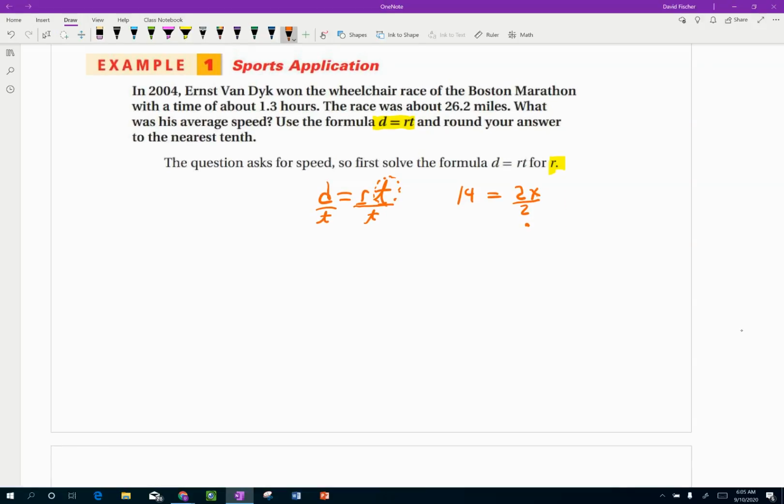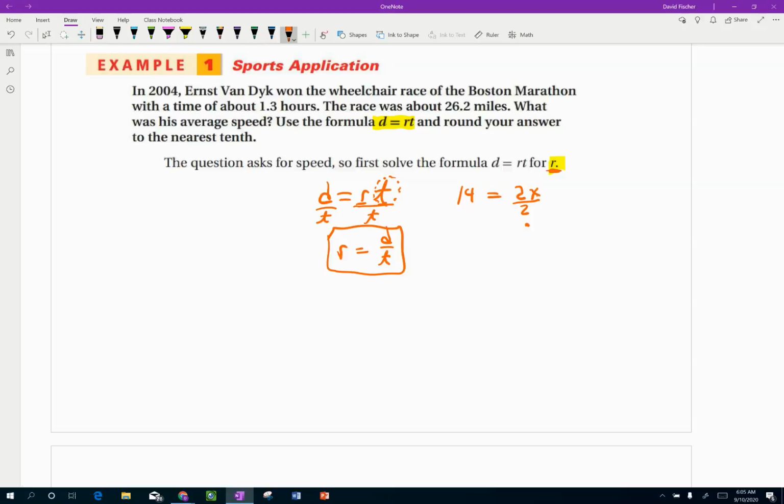So let's rewrite our formula with the variable first. They asked us to solve for R, D over T. So now we have that variable by itself, R, like they asked over here. Now we want to take these numbers. So that's the first part of the question.